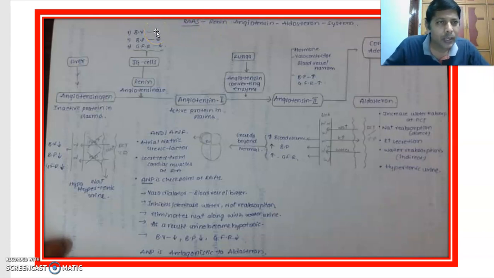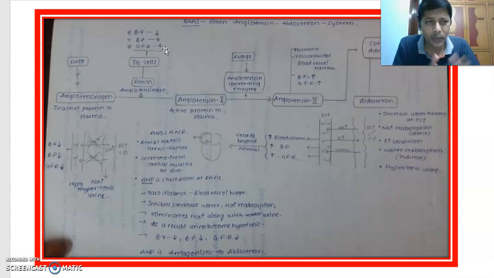Whenever there is a decrease in our blood volume, our BP decreases and GFR decreases. You learned what GFR is; the definition is very important. What is glomerular filtration? GF is important and GFR is important. The volume of filtrate formed by both kidneys per minute is called GFR. In a normal healthy individual, it is 125 ml per minute.